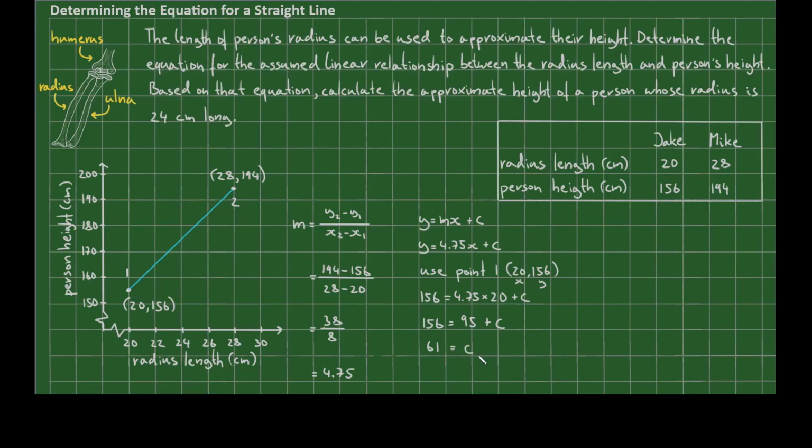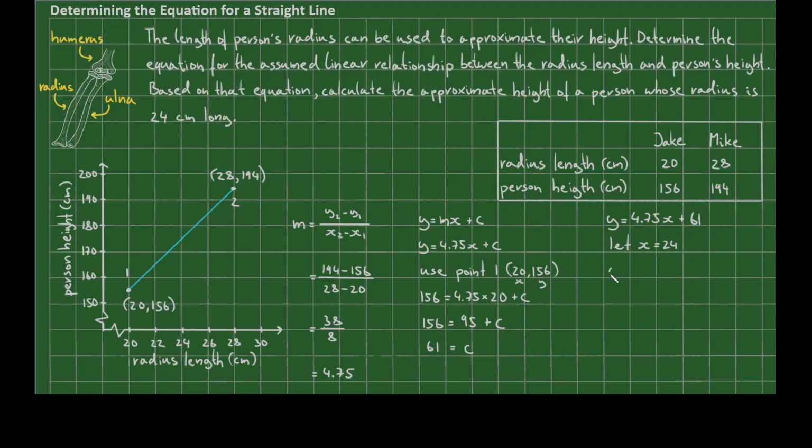Now that I have both the gradient and the intercept for this line, I can write the equation for this line, and it is y equals 4.75x plus 61. We are not done yet. We have been asked to calculate the approximate height of somebody whose radius is 24 centimeters long. In this equation, y represents the person's height and x represents the length of their radius. So I'm going to say let x equal 24 and see what happens to y.